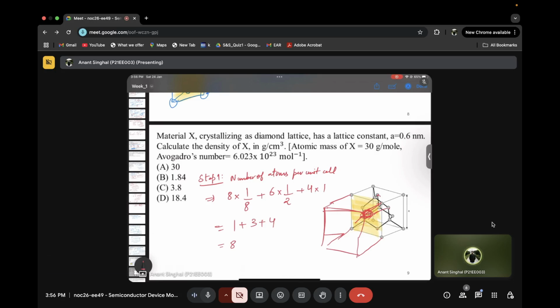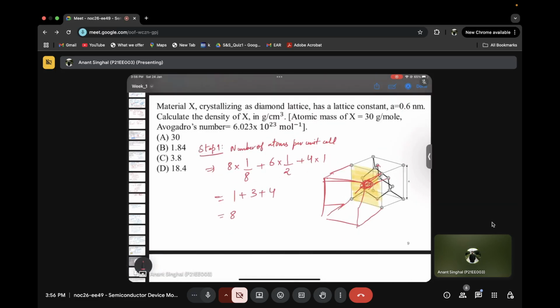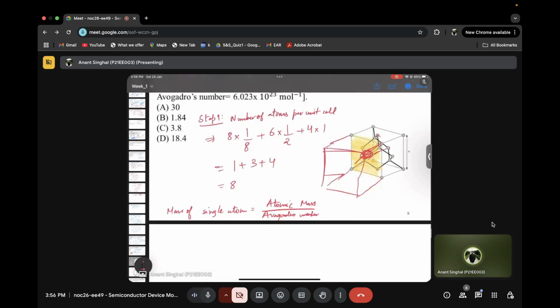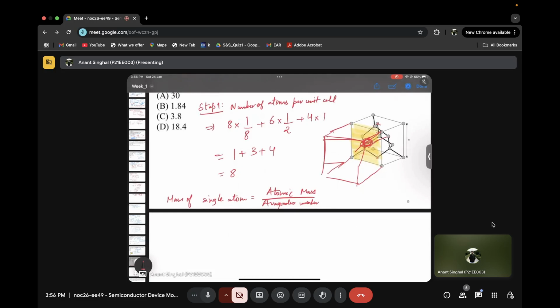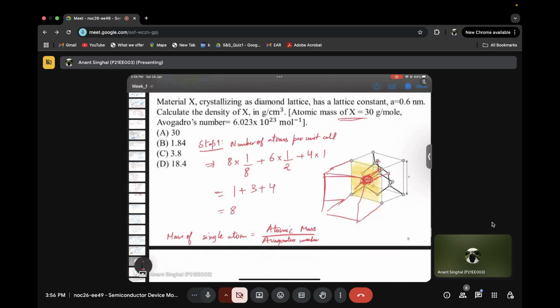So this is step 1 for each and every problem that we will be solving for crystal structures. Then the second thing that we calculate is the mass of a single atom. It will be nothing but the atomic mass, a standard formula, divided by Avogadro number. This is always given in the question and you can also remember the value of it. And atomic mass also is well known in the question itself. Is there any doubt?